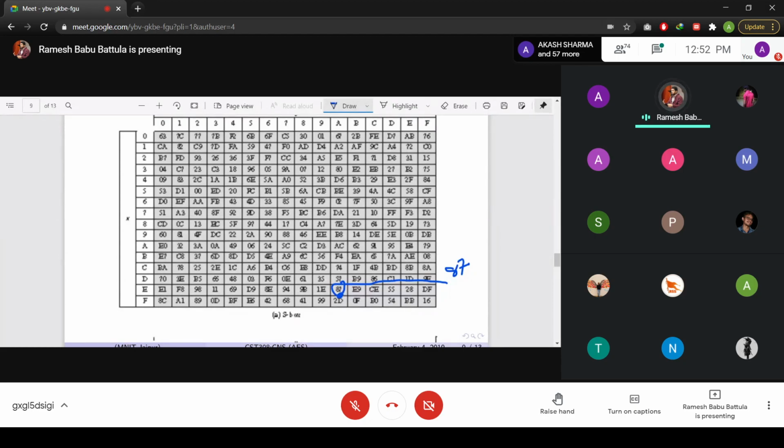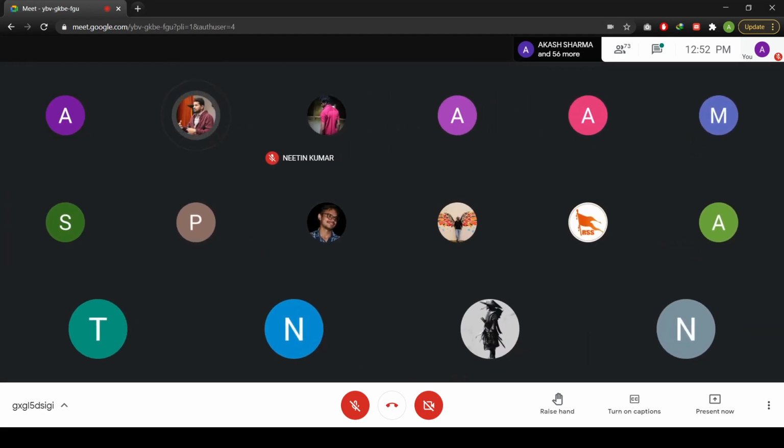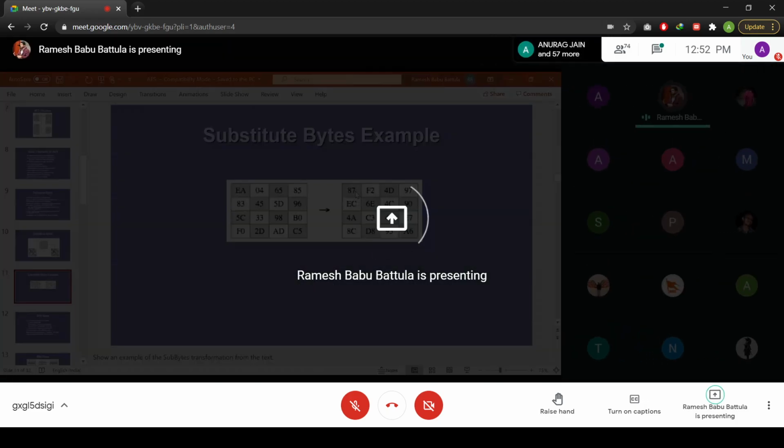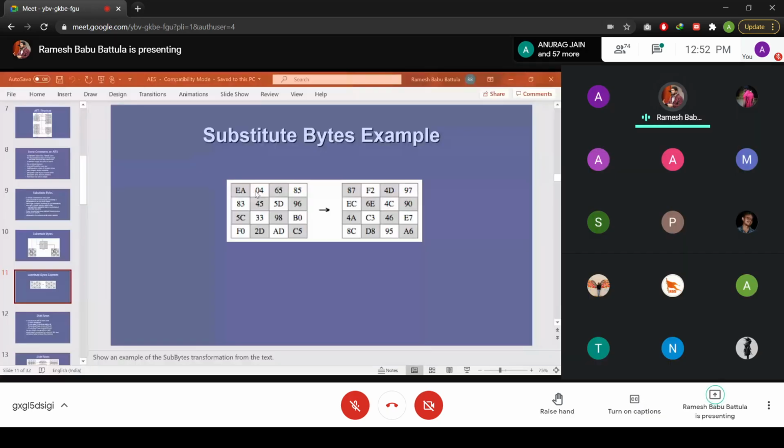That you can see here. So the EA value we are replacing with the 87 value. The same way you need to substitute all the values. 04 you replace with F2, 65 you replace with 4D, and 85 you replace with 97. So this quick operation is called the substitute byte operation.